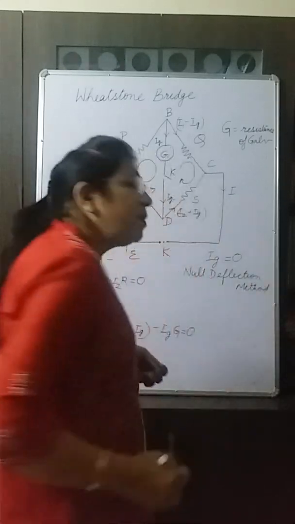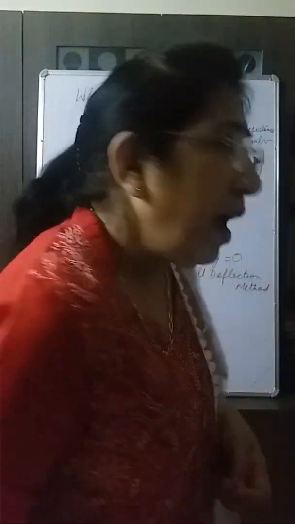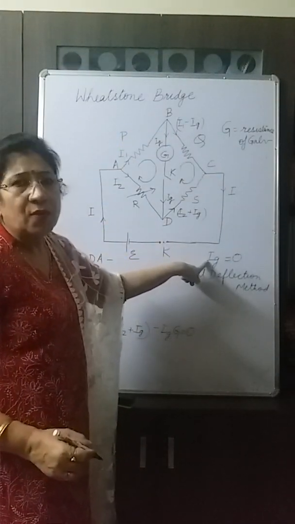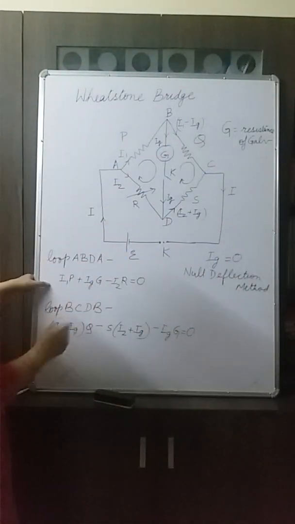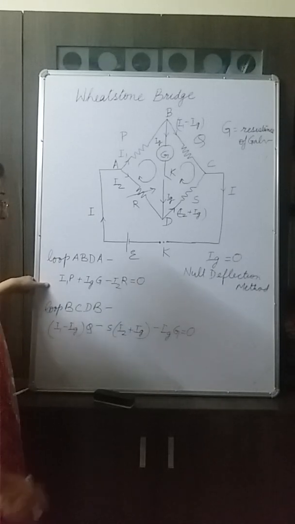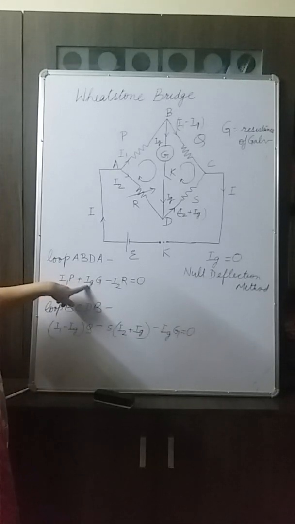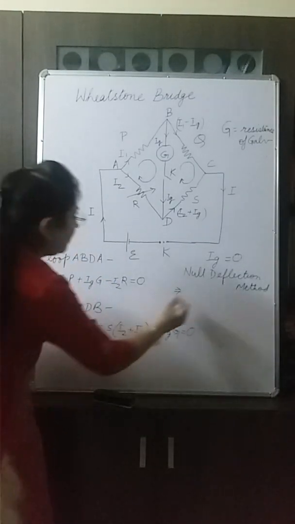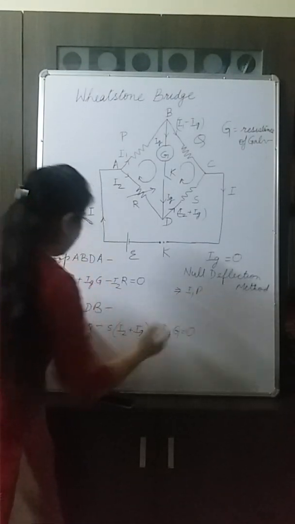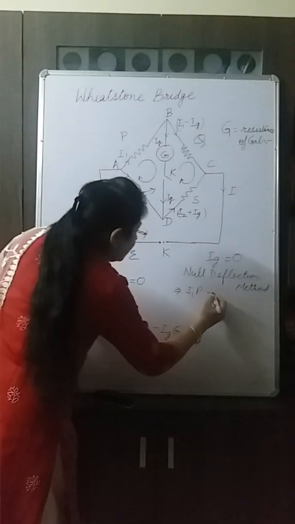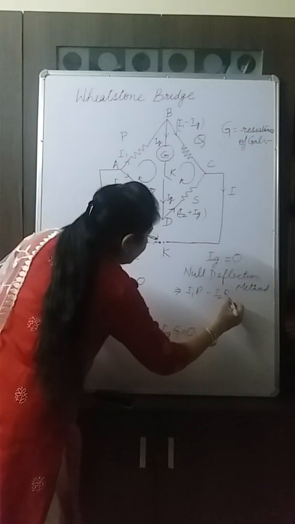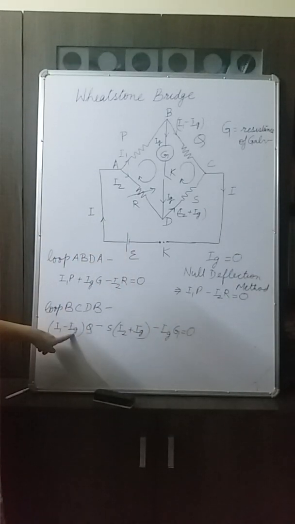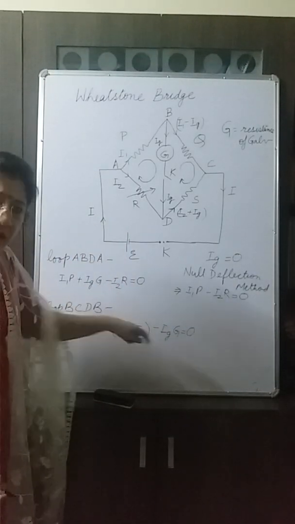The bridge is said to be balanced in this condition, and since no current is flowing through it, Ig equals to 0. In these two equations that we have formed using Kirchhoff's law, let us put Ig equal to 0. So the two equations become I1P minus I2R equals to 0. Let us see this equation. Here also Ig will be 0.